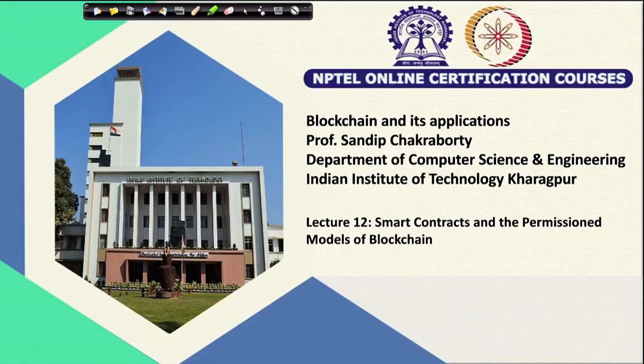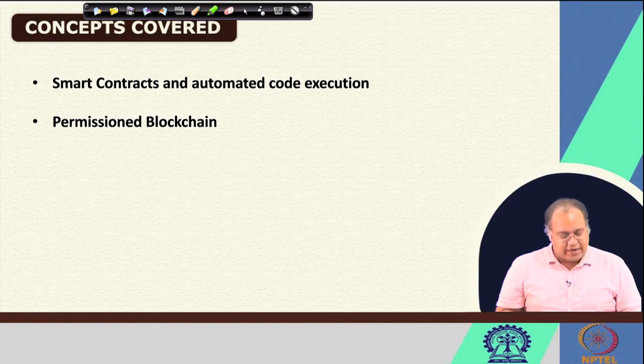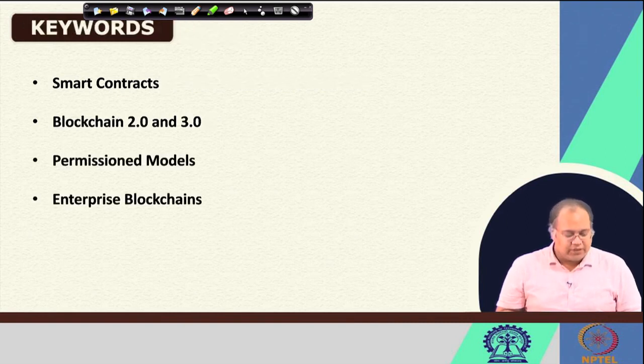So, we are going to talk about something called smart contracts, and then the enterprise blockchain architecture, which is called the permission model of blockchain. The concepts that we are going to cover today are smart contracts and the automated code execution on top of smart contracts, and then the idea of permission blockchain. So, these are the keywords: smart contract.